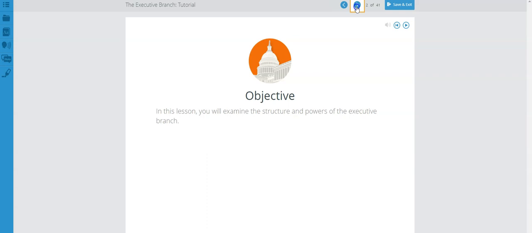The objective for this tutorial is that you will examine the structures and powers of the executive branch. The executive branch, by the way, is the President of the United States.